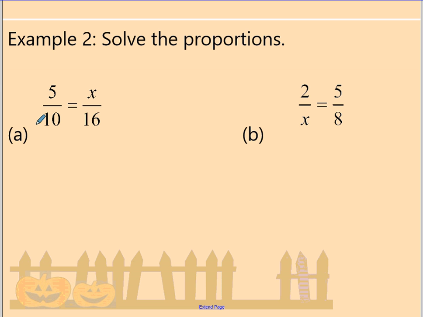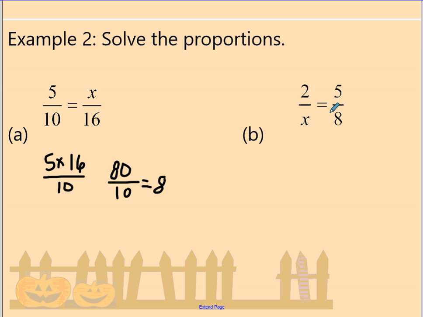Okay, so we could do that. So we could just do 5 times 16 over 10. So 5 times 16 is 80. And then 80 divided by 10 would just be 8. Okay, so we could do it that way.